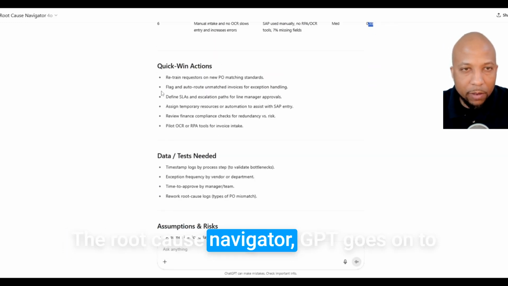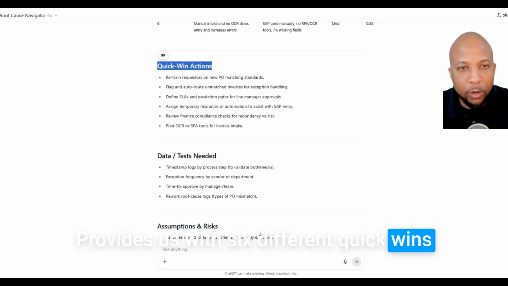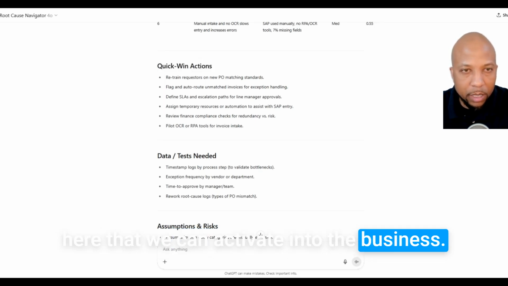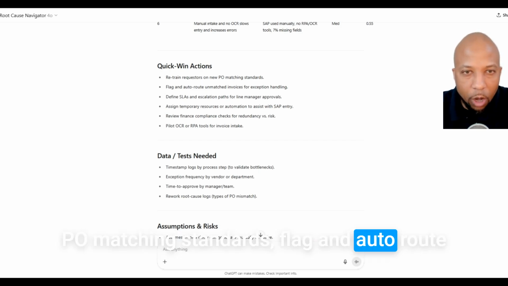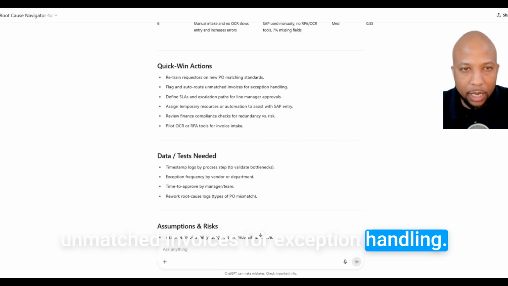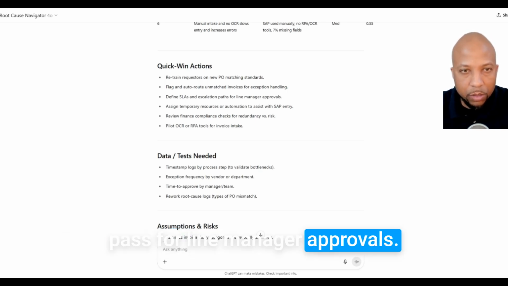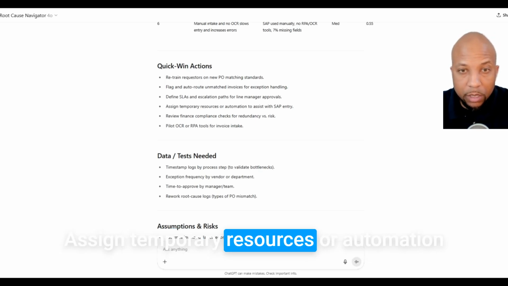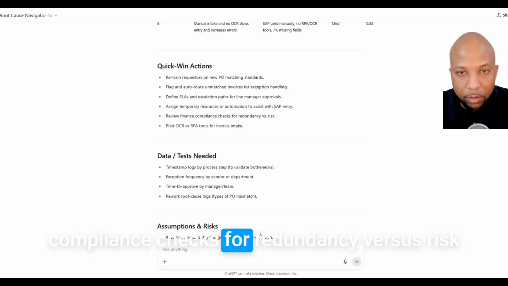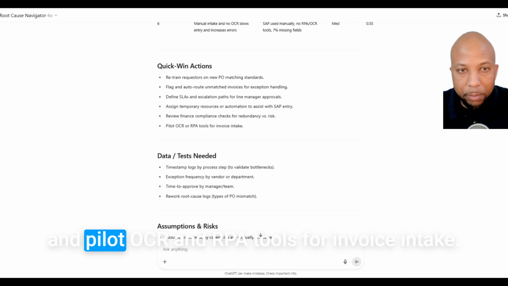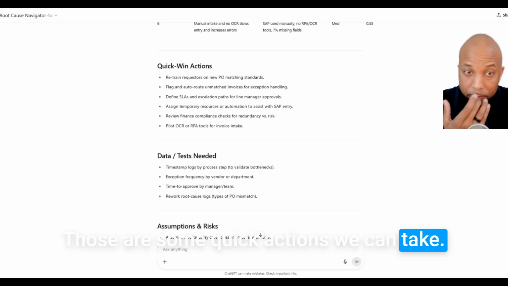The Root Cause Navigator GPT goes on to provide us with quick win actions, right? It provides us with 6 different quick wins that we can activate in the business. They're listed as: retrain requesters on new PO matching standards, flag and auto-route unmatched invoices for exception handling, define SLAs and escalation paths for line manager approvals, assign temporary resources or automation to assist with SAP entry, review finance compliance checks for redundancy versus risk, and pilot OCR and RPA tools for invoice intake, right? Those are some quick actions we can take.